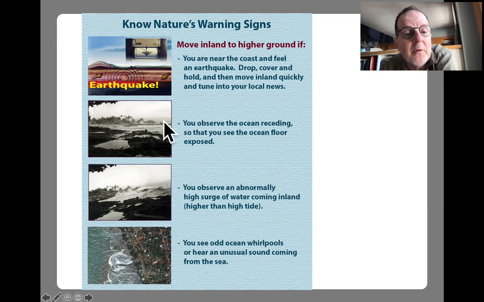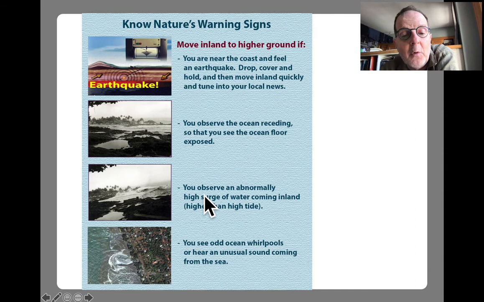And she watched the water recede, saw all these fish flopping about, and ran in and said, "I think there's a tsunami coming." And her family was able to get up high enough in a building so that they weren't harmed. Many people, though, 228,000 people died in the 2004 Indonesian tsunami.